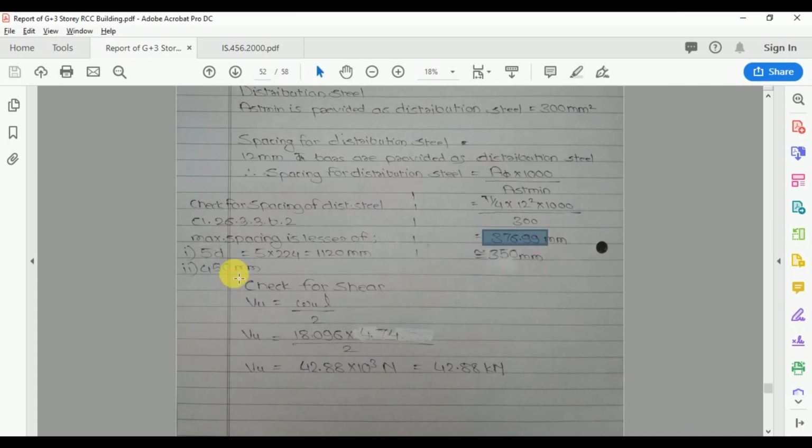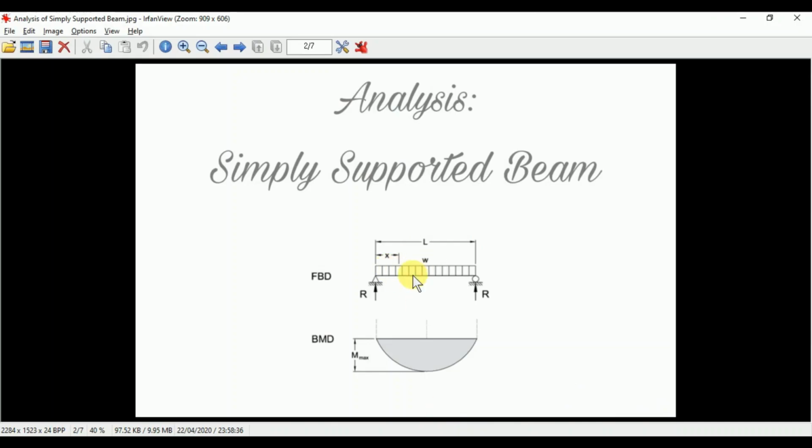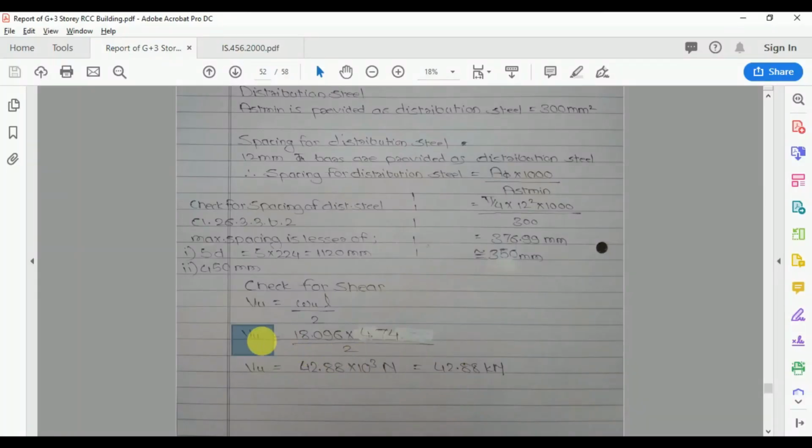First of all we'll see the check for shear, which is as per clause 40 of IS 456-2000. For the check for shear, we require the shear force, that is for the uniform loading. In such a case, the VU, that is shear force, is equal to W into L by 2. Here W, that is design UDL, is 18.096 kilonewton per meter into the effective span, that is 4.74 as per IS 456-2000 for the stairs, divided by 2. Hence we got the maximum shear force as 42.88 into 10⁻³ Newton, that is 42.88 kilonewton. So by considering this shear force, we need to check for shear.